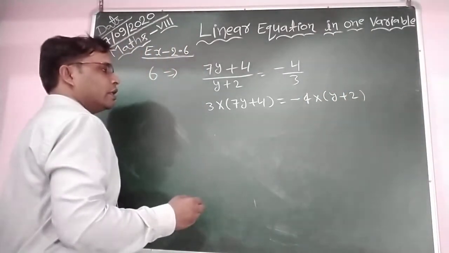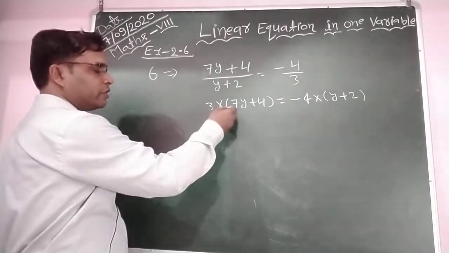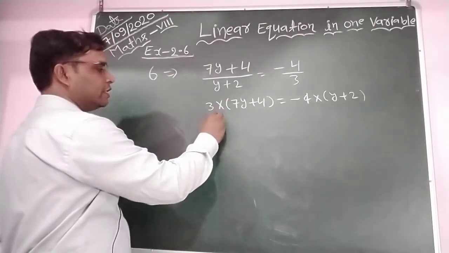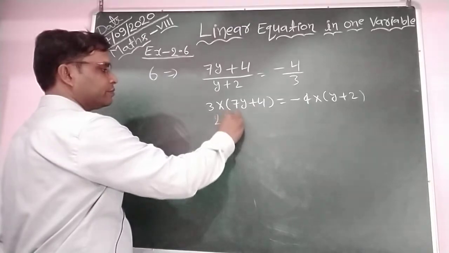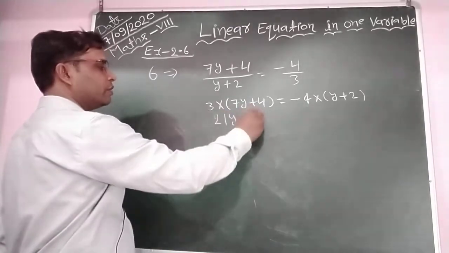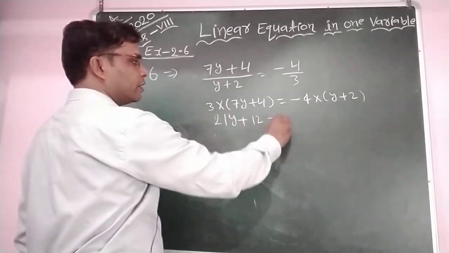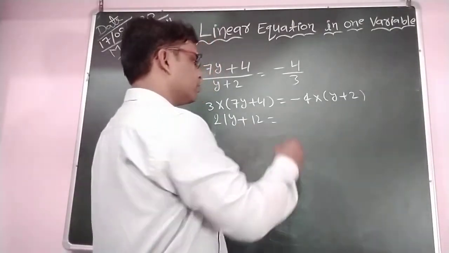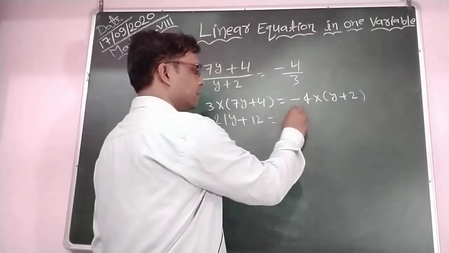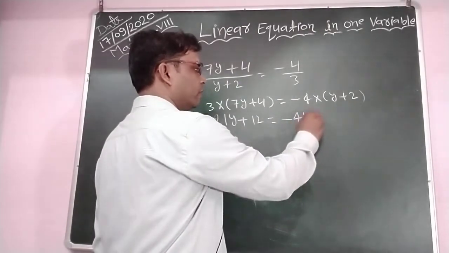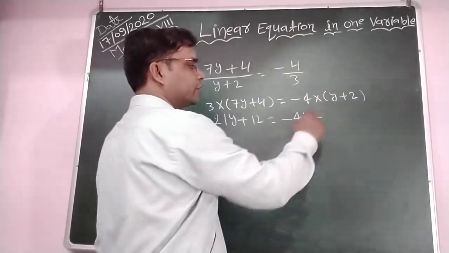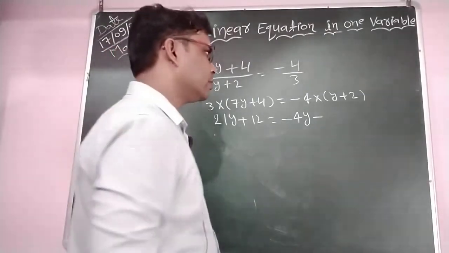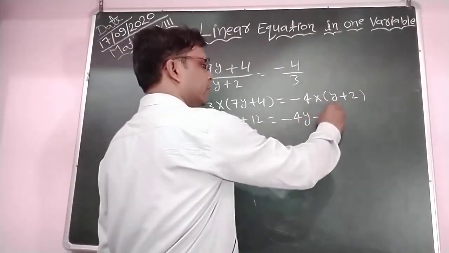Clear? So when you open this bracket, 3 into 7y is equal to 21y, plus 3 into 4 is equal to 12. Again minus 4 into y is equal to minus 4y, minus into plus is equal to minus, and minus 4 into 2 is equal to minus 8.